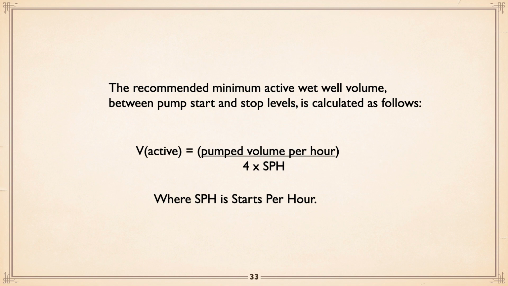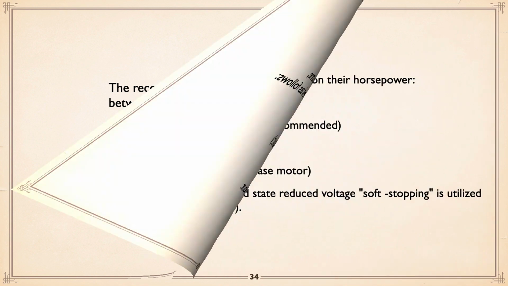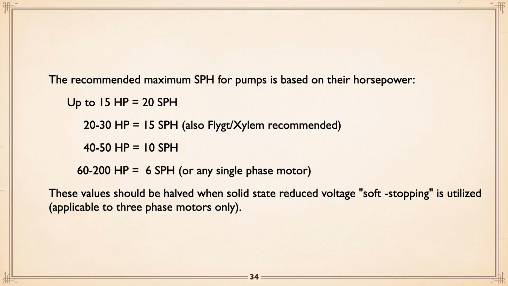the recommended active volume is based on this equation. Pumped volume per hour divided by the constant 4 times starts per hour. Maximum allowable starts per hour. Now, what are the maximum allowable starts per hour? You get different people giving you different opinions. Based on what I've seen from several people and having talked to a lot of people, these are my recommendations, which I would use and I'd suggest you use.